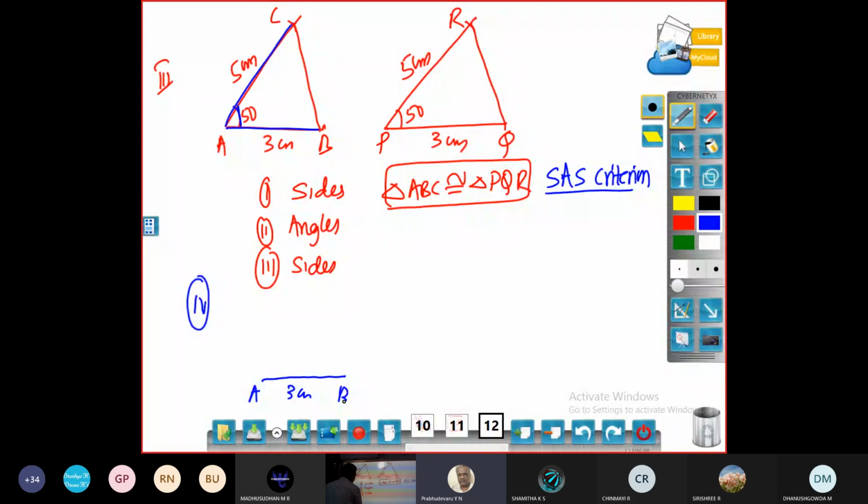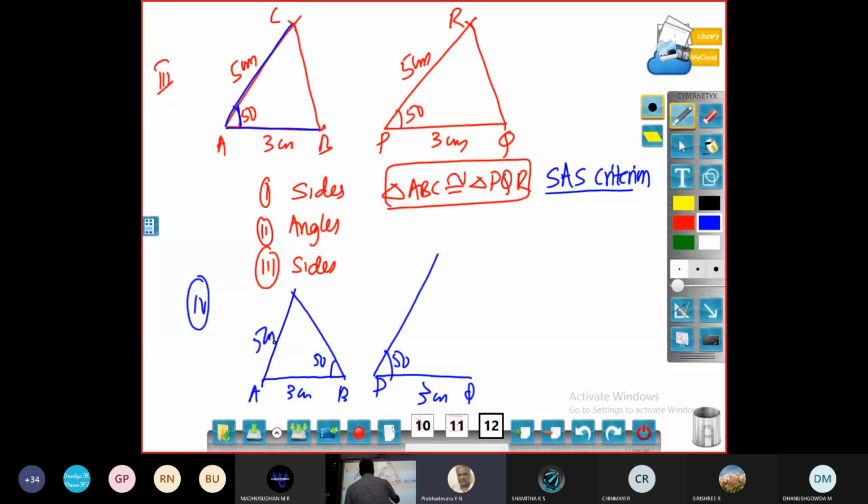Then here also PQ 3 centimeter. Same measurements I am taking now. Now I will take angle B 50 degrees here, and here angle P 50 degrees. Then AC, I will take 5 centimeter, and again I will take 5 centimeter here.